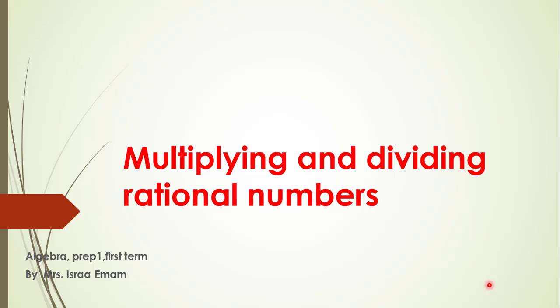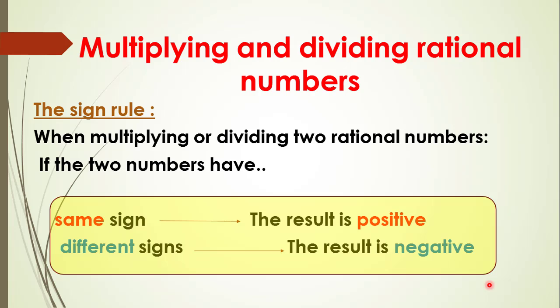We will continue rational numbers. Today we will discuss multiplying and dividing rational numbers. At first, I want you to remember that in multiplying and dividing rational numbers, if we have two numbers with the same sign, the result will be positive. And if you have two numbers with different signs, then the result will be negative.